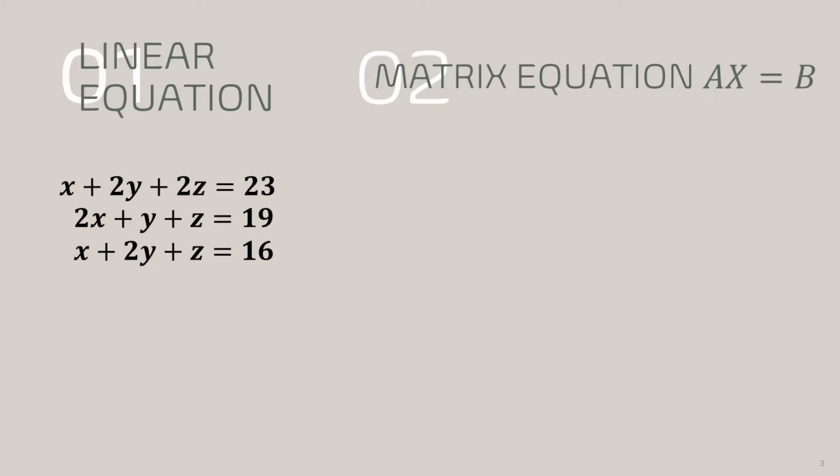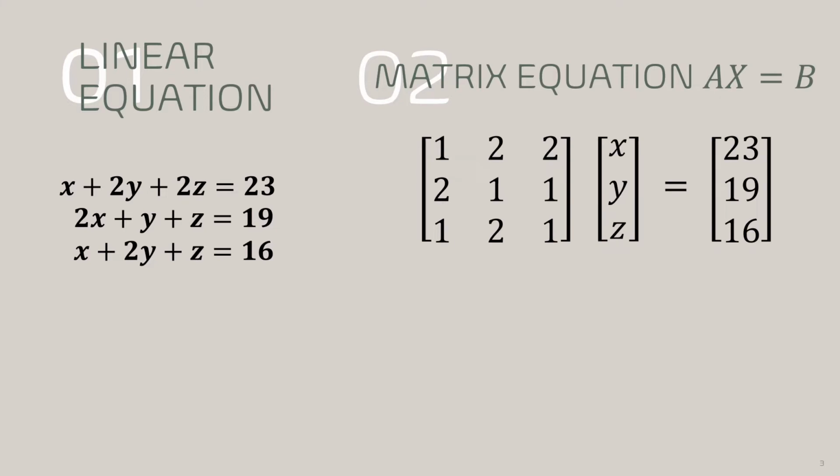So first, the linear equations we can obtain from the question are x plus 2y plus 2z equals 23, 2x plus y plus z equals 19, and x plus 2y plus z equals 16. Next, the matrix equation Ax equals B is as shown on the screen. You can write it like this, and then Ax equals B. So to get x, we have to multiply both sides by the inverse of A. So we will get x equals inverse A times B.